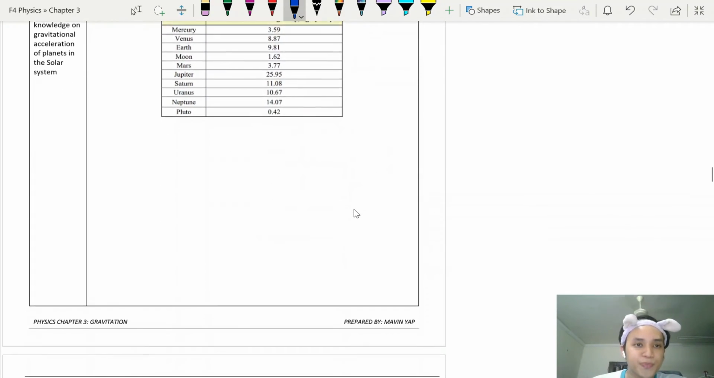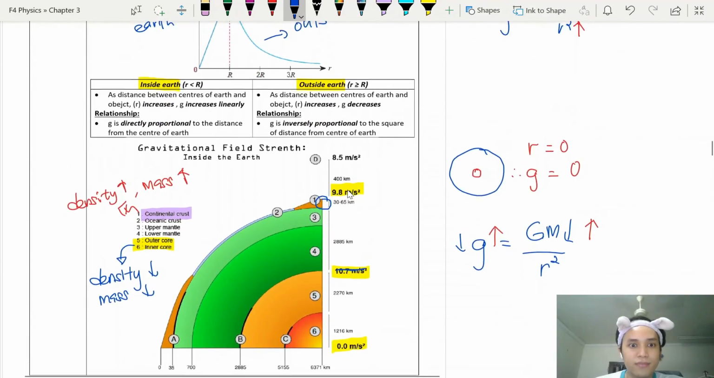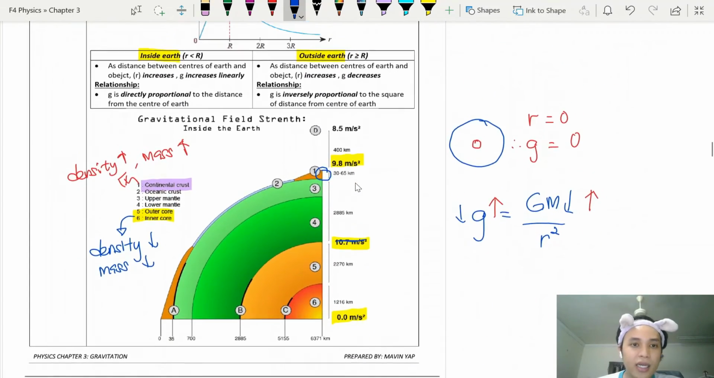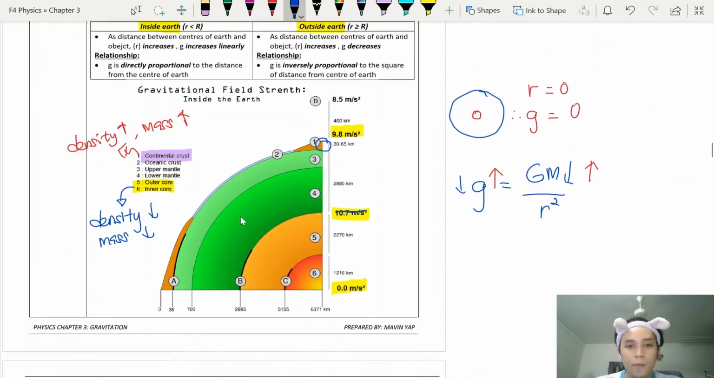I spend a lot of time talking about all this because I want you to really understand, especially this part. Why here the radius increases, the gravitational acceleration also increases.